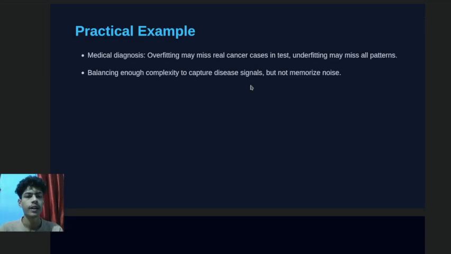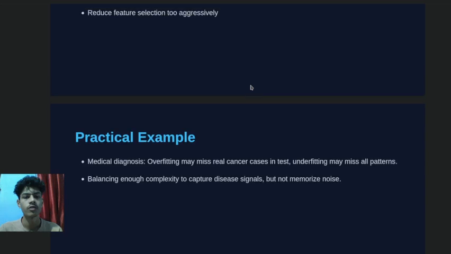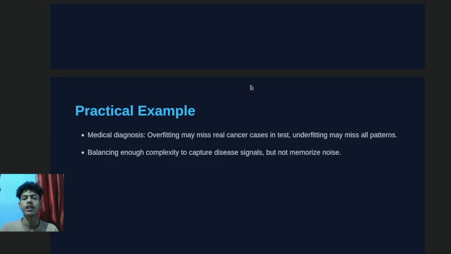In a practical example, medical diagnosis, overfitting may miss real cancer cases in the test, and underfitting may miss all patterns, so the goal is balancing enough complexity to capture disease signals but not memorize noise.